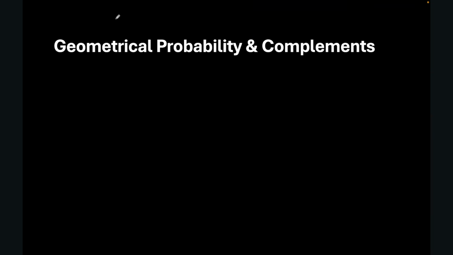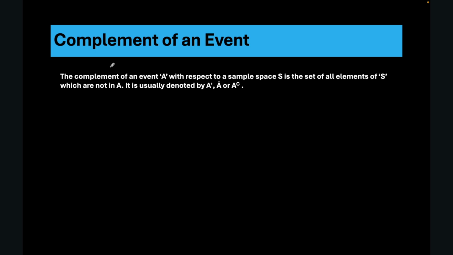Hi everyone. Today we'll be taking a look at geometrical probability and complements. So there are two subparts. We'll take a look at each one of them one by one. So starting off is probably the most simple thing. I'm sure you've learned it before, called the complement of an event, right?